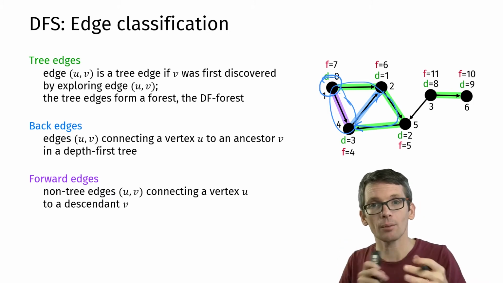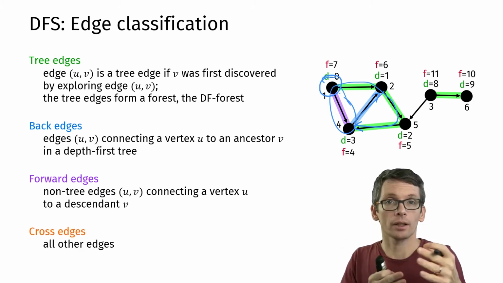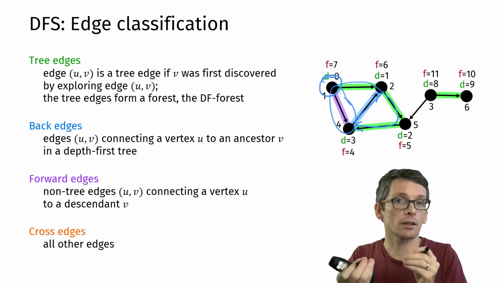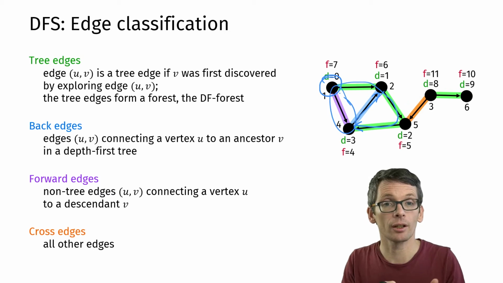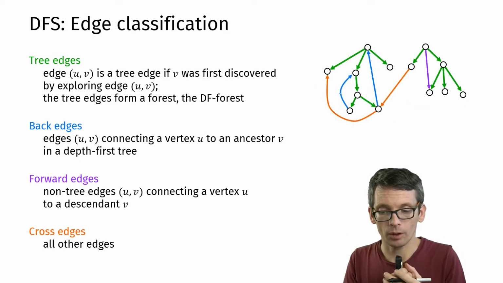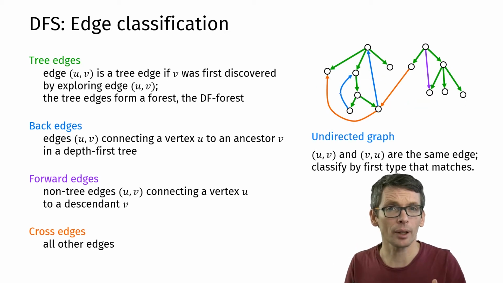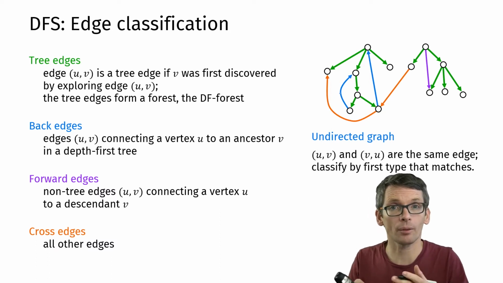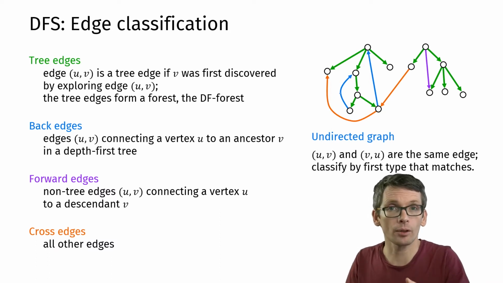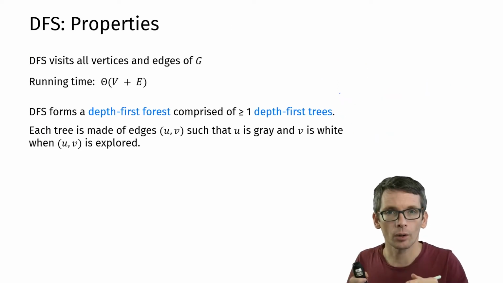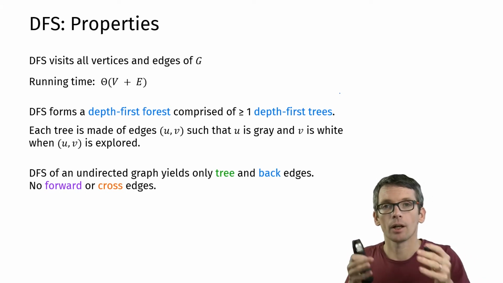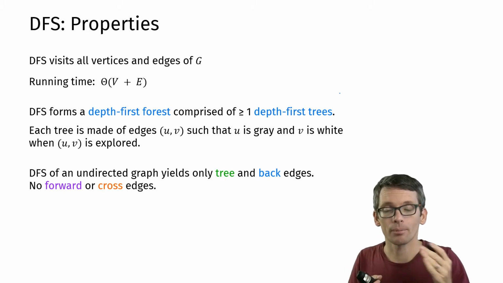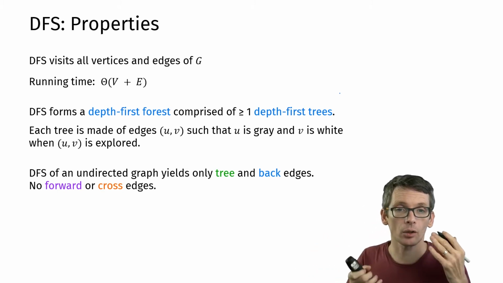And then the final type of edge are the ones that do not go between ancestors and descendants, and those are the cross edges. We have an example of a cross edge here, that orange edge. Here's once more an example. If a graph is undirected, then we won't be able to distinguish between going backwards or forwards. So we will simply call those edges back edges, and cross edges will simply not occur. So for an undirected graph we have only tree and back edges, and for a directed graph, tree edges, back edges, forward edges, and cross edges.